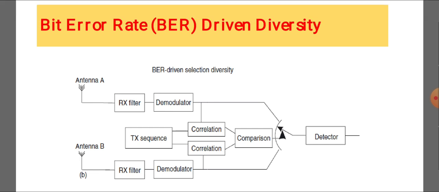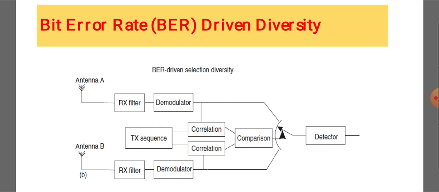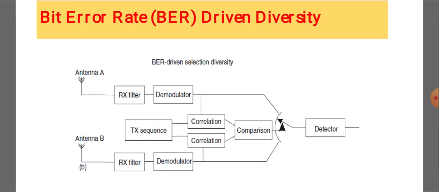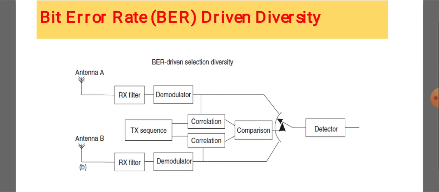Here the signal with the least bit error rate is selected and is connected to the detector. So in this technique, a training sequence is transmitted. Then the receiver filter will receive the signal from each antenna and it demodulates the signal.